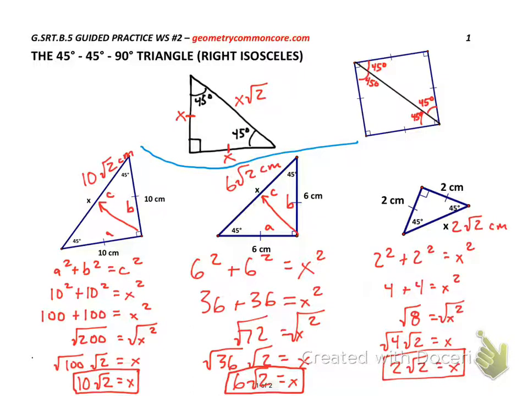All right, so these are our 45, 45, 90 rules. This contains all the information you need to know about 45, 45, 90 triangles. So, two side lengths are congruent, and then you take the side length and multiply it by square root of 2 to get the hypotenuse. Now, it works the same in reverse. If you know the hypotenuse, you divide by square root of 2 to get x. In fact, I'm going to write that down.